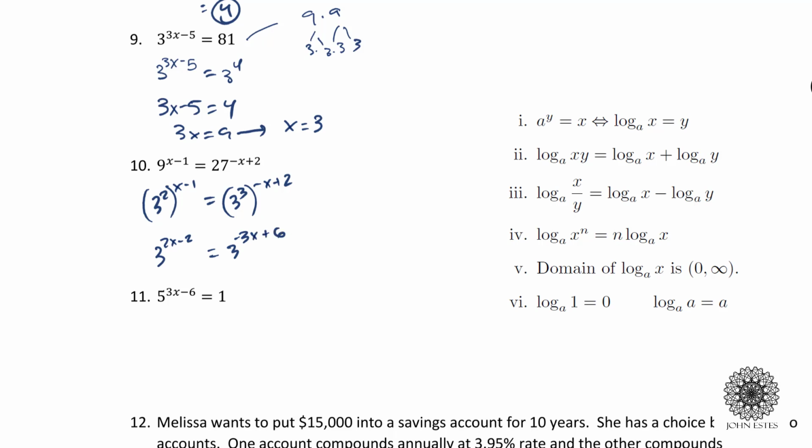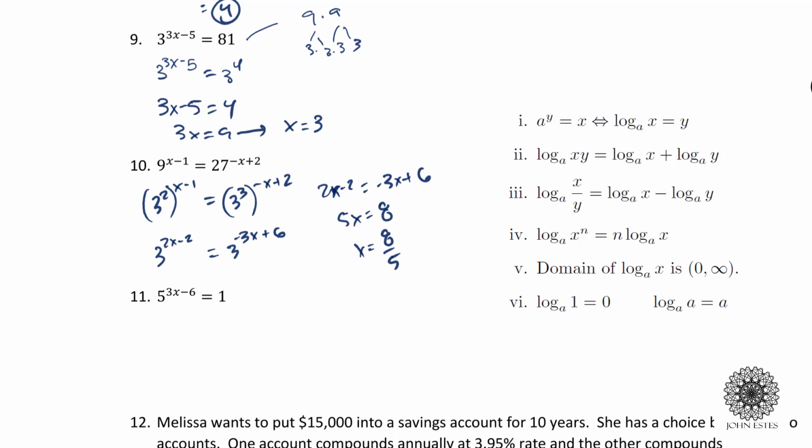So from there, I just need to equate the exponents because I have a common base. And so I get 2x minus 2 equals negative 3x plus 6. Okay, so when I add, I get 5x equals, adding 2 to both sides, 8. So x equals 8 fifths. And there's my answer. I'm hoping these make sense.